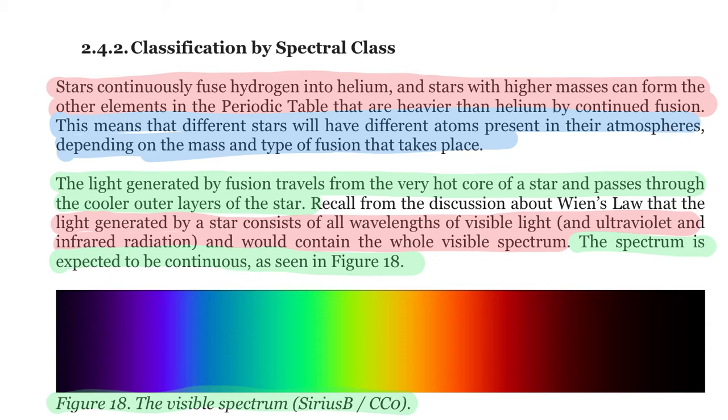Now, recall from the discussion of Wien's law that the light generated by a star consists of all wavelengths of visible light, and UV and infrared, and would contain the whole visible spectrum. And so we would expect the spectrum of light from a star to look like this, starting in the infrared range, which we can't really see, then red, then orange, then yellow, then green, then blue, indigo, violet, and then ultraviolet. So this is basically black body radiation.